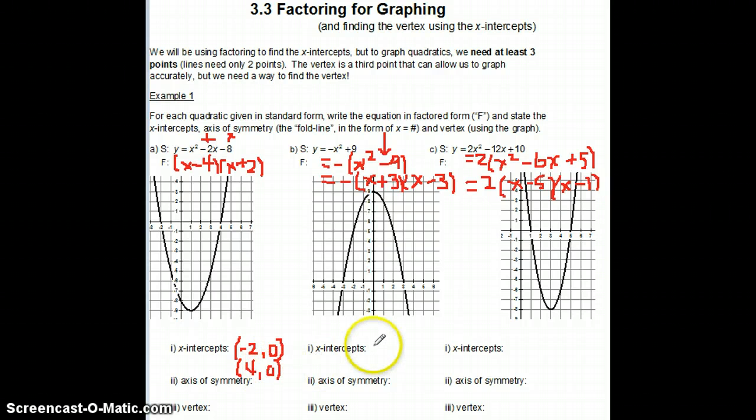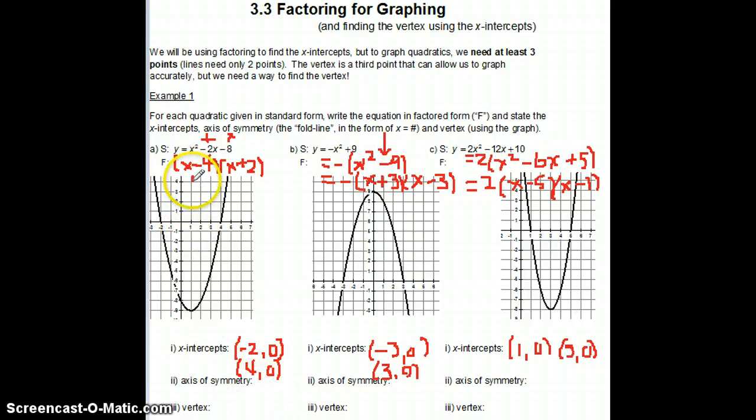Alright, x-intercepts over here. 3 and -3. So -3, 0, and 3, 0. And this one is 1 and 5. So 1, 0, and 5, 0. Okay. And you can see that 1 and 5 are coming from the opposite numbers of this. 3 and -3 are coming from here, the opposites. And 4 and -2 are coming from the opposites of the factored form. Okay, so factored form can help us too.